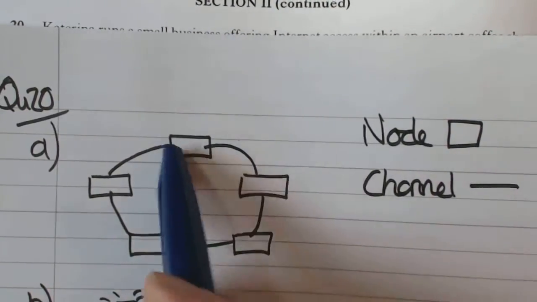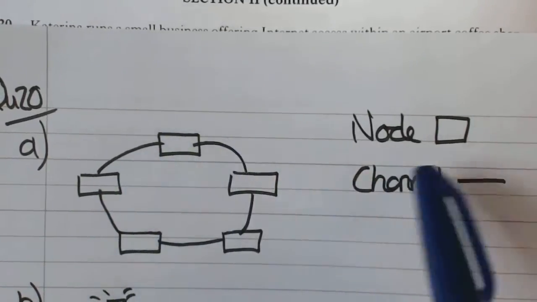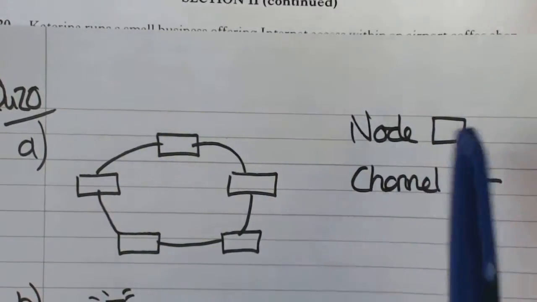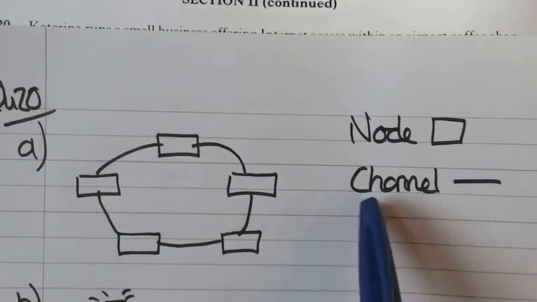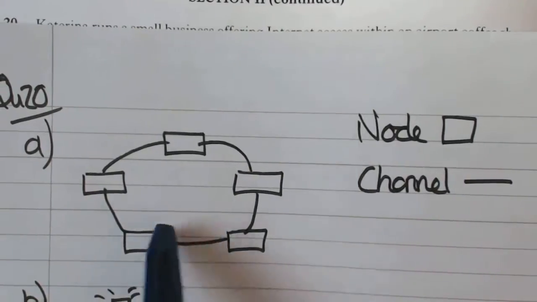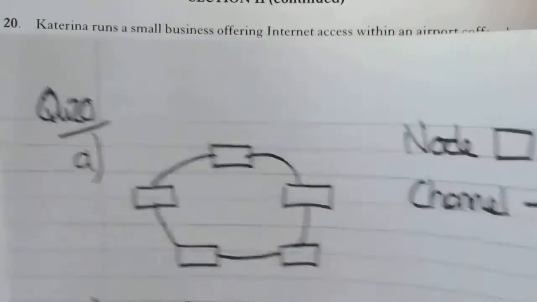Now they can be circles if you want, okay? But just make sure, have a wee key down the right hand side and the left hand side. So square's a node, line's a channel, and there's a ring network.